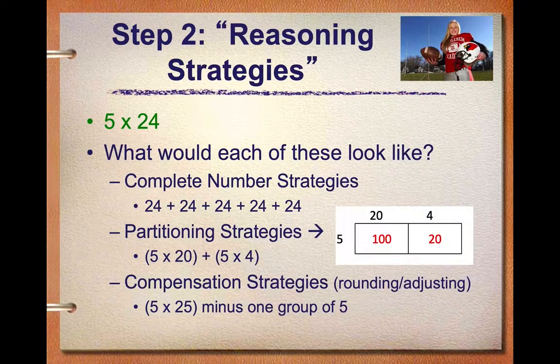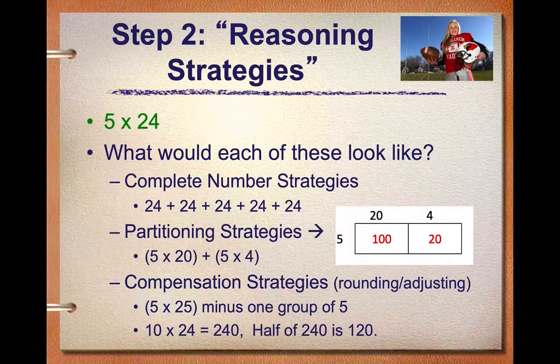And lastly, we have the compensation strategies. This is where, for example, we're going to round and adjust. Often we like 25s better than 24s, because we think of quarters. Maybe I think, well, I don't know 5 24s, but I know 5 25s, because that's like 5 quarters. That'd be like 125, but that'd be one group too many of 5. So if I subtract 5 from that, I should get the right answer. So 5 times 25 is 125, minus 5 is 120.